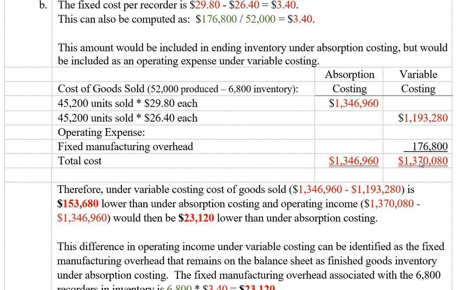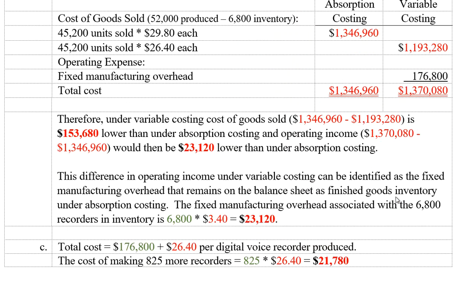So you'll look here, this is more cost here than it is here. If we left the fixed cost in there per unit, then we actually have less cost than we would if we separated the fixed cost out. Okay. The difference in operating income under variable can be identified as the fixed manufacturing cost that remains on the balance sheet as finished goods inventory under absorption costing.